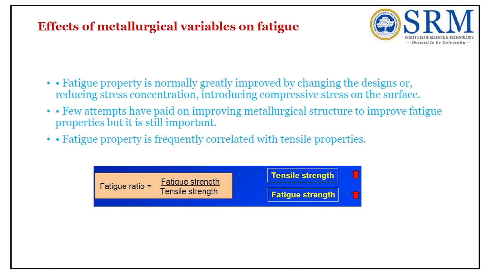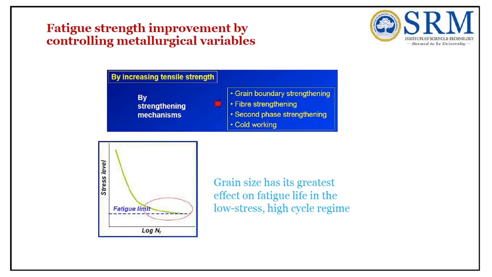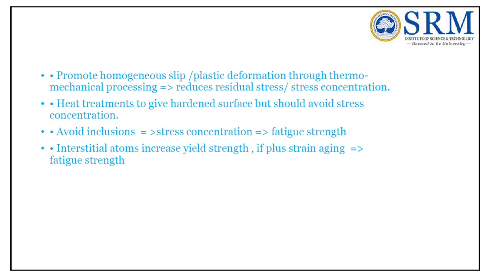Fatigue property is frequently correlated with tensile properties. So you can see fatigue strength improvement by controlling metallurgical variables by means of strengthening mechanisms, which we have discussed. When we create a barrier to the movement of dislocations, the strength of the material can be increased. Grain boundary strengthening, fiber strengthening, second phase strengthening, and cold working are the various methods of increasing the strength of the specimen.